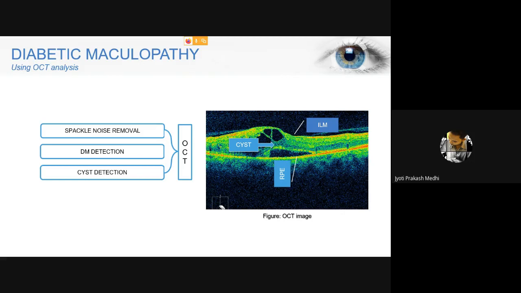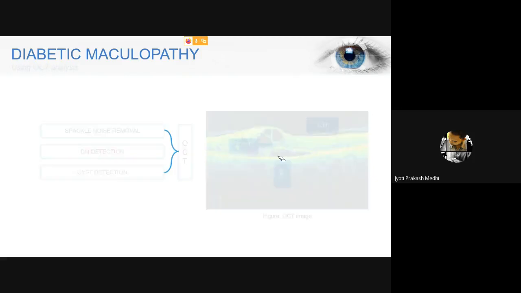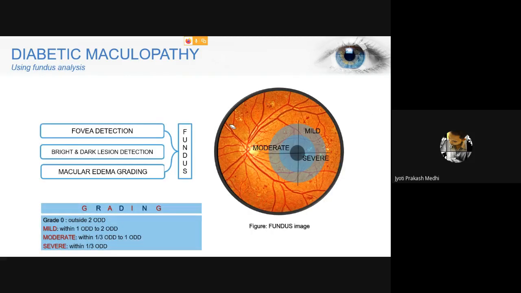Next, once the DM detection is performed, then we go for identification of the cyst region present. As we can see here, these are the cystoid fluids that are accumulated here in the retina. So the cyst fluids are formed due to the leakage of blood vessels. As we know, while discussing diabetic retinopathy, we have seen that the abnormalities appear over the fundus image or over the retinal image due to the leakage of blood vessels.